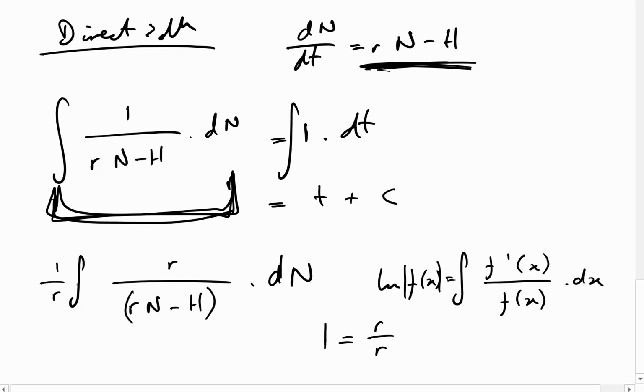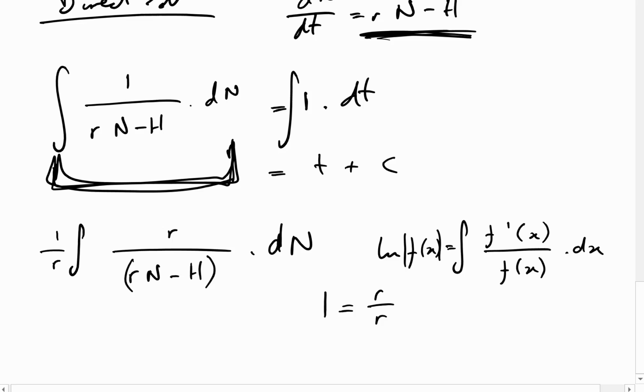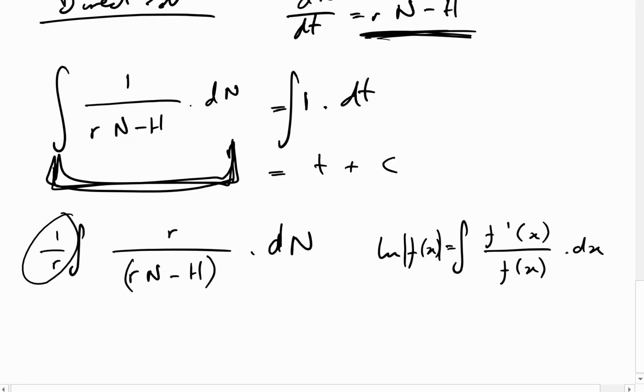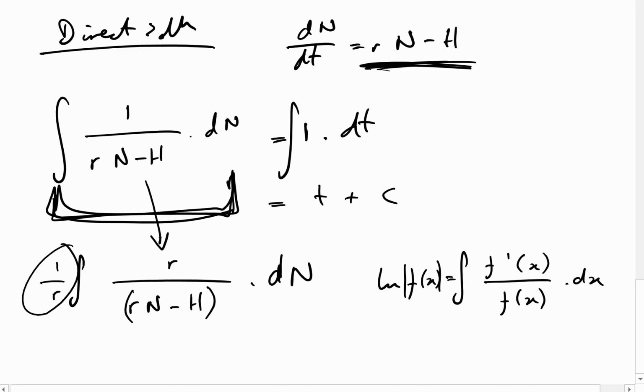Because if I multiply through by this 1 over r, what I'll end up with is basically the r's will cancel. Hopefully you can see I'll end up with r over r lots of rn minus h, which is going to be equal to 1 over rn minus h. The r's will just cancel, so that's absolutely fine. Basically I've made a fudge factor out the front, I call it. So we end up with r over rn minus h, but that's not what I've got up here, but that's okay because I've put a 1 over r at the front to correct it.